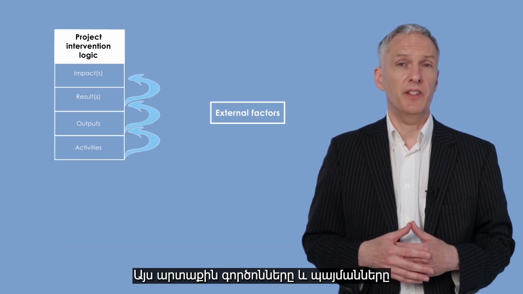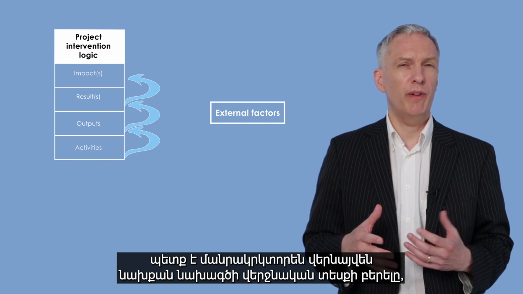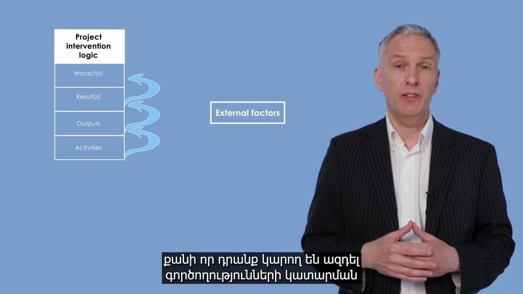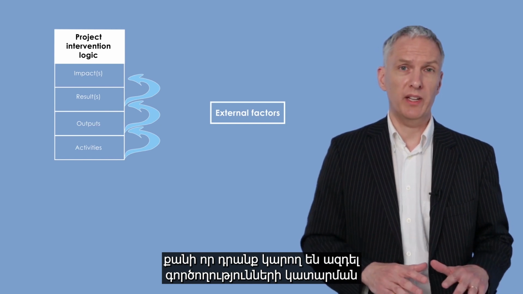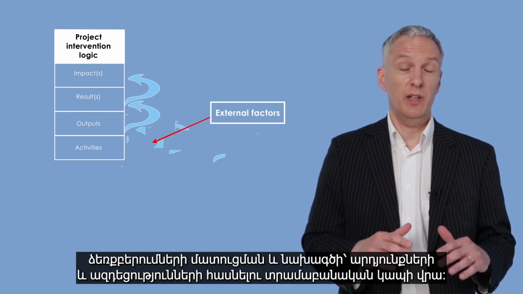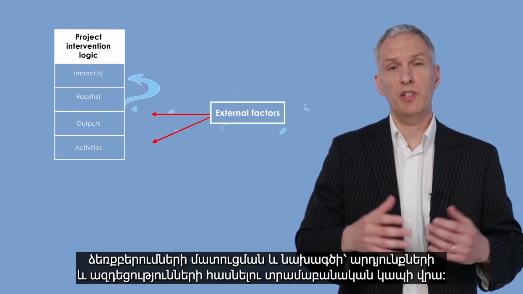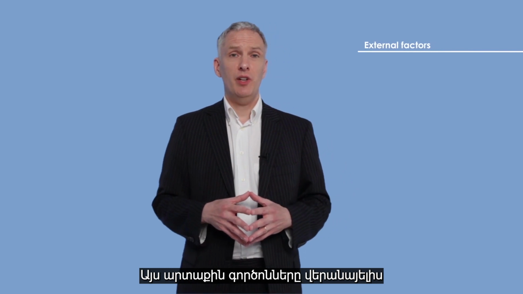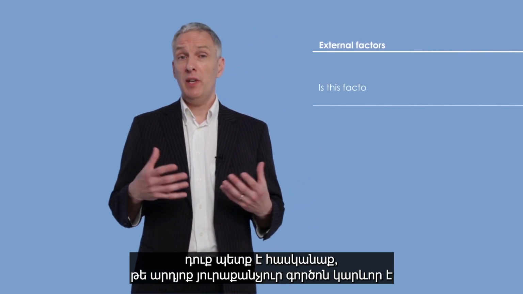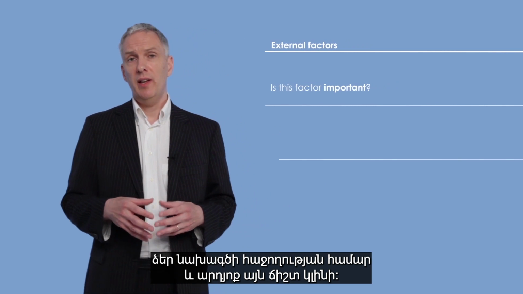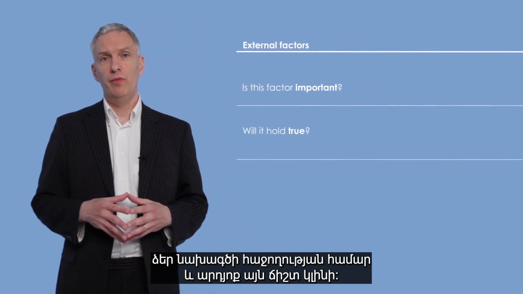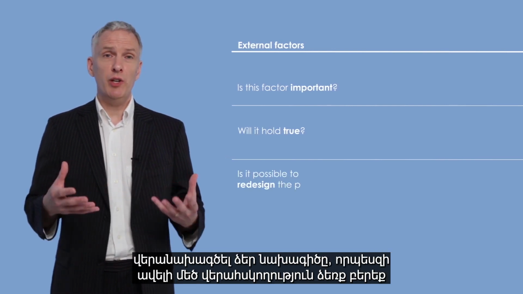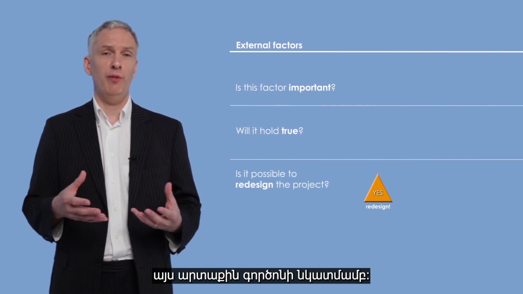These external factors and conditions need to be carefully reviewed before finalizing the project design, as they may affect the logical link between doing activities, delivering outputs, and achieving project results and impacts. In reviewing these external factors, you should wonder whether each factor is important for your project success and whether it will hold true. It may be necessary, as a result of this review, to redesign your project in order to gain more control over this external factor.